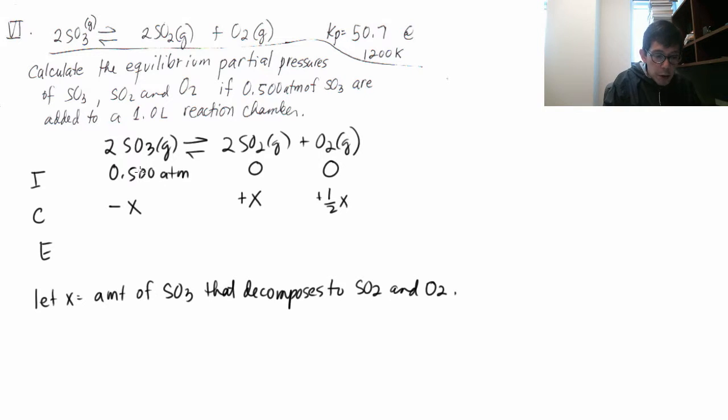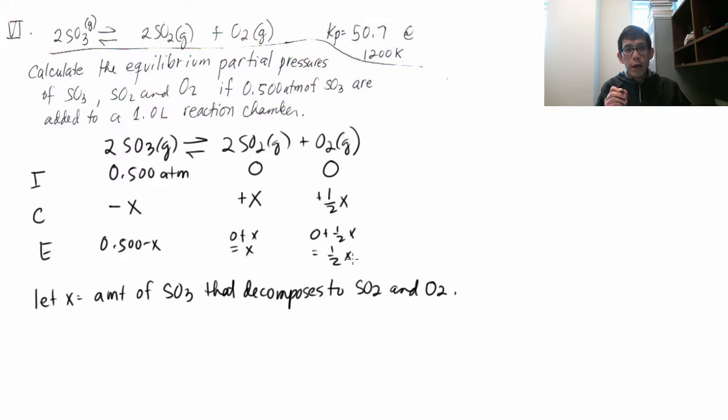So the equilibrium concentrations is initial minus change for reactants, and initial plus change for products. So here it's 0.500 minus X. This is 0 plus X, which is X. This is 0 plus 1/2 X, which is 1/2 X.